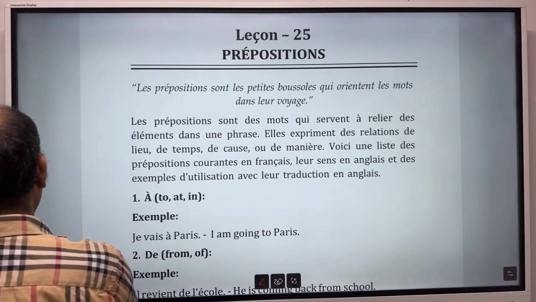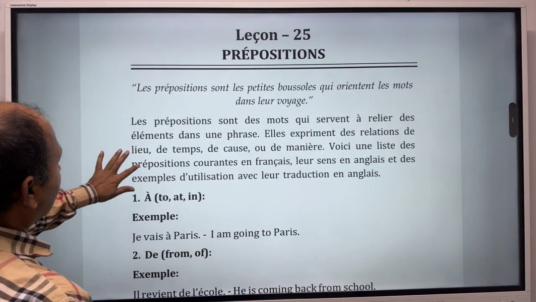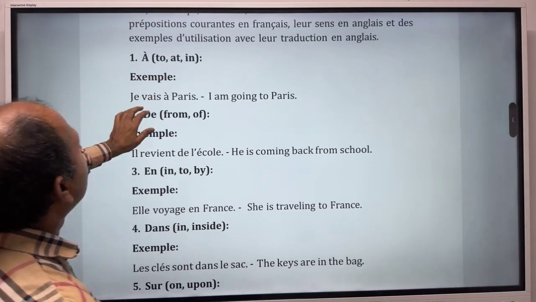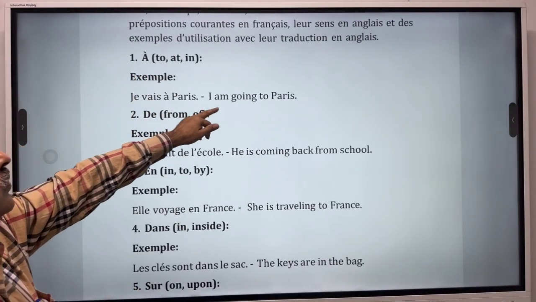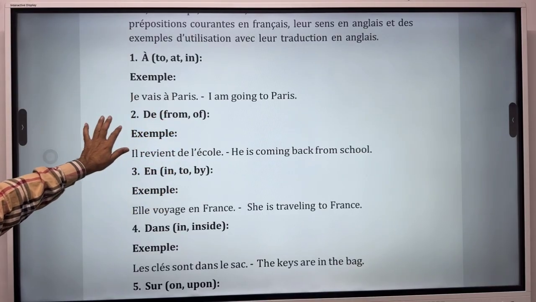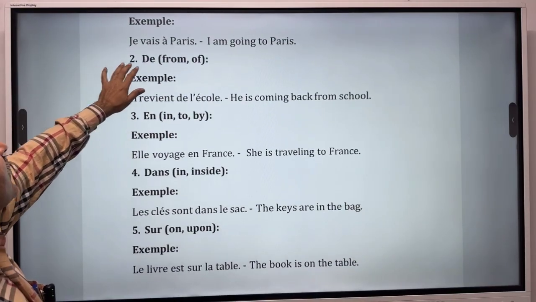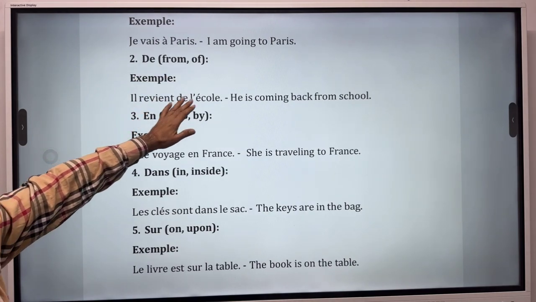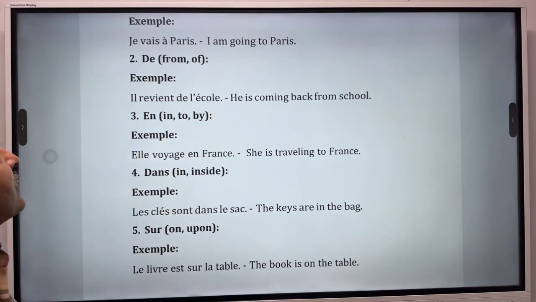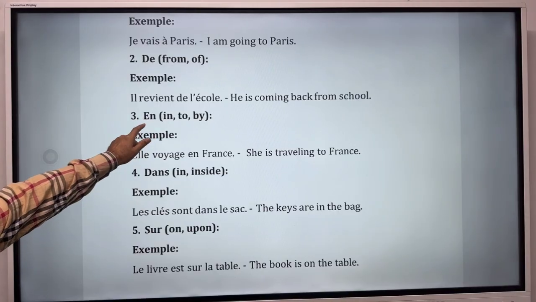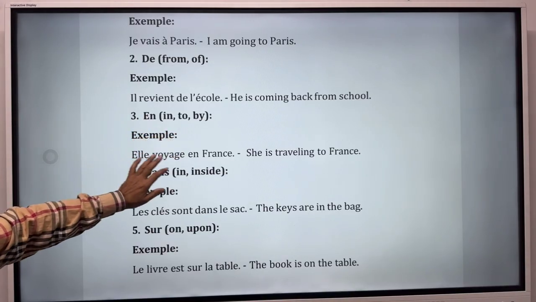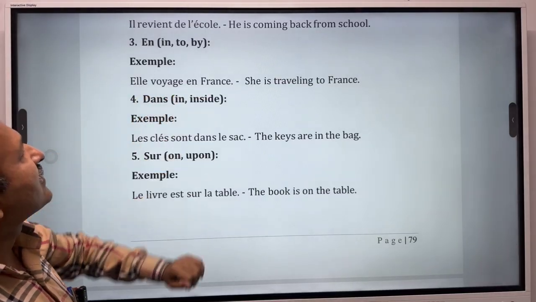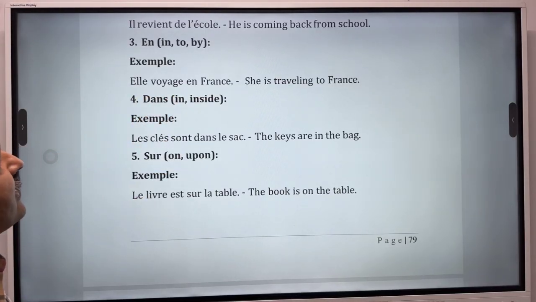So the very first preposition is à, which means to, in, at, like je vais à Paris, I go to Paris, or I'm going to Paris. Second one is de, which means of or from. Example, il revient de l'école, he is coming back from school. Then third one is en, which means in, to, by. Example, elle voyage en France, she is traveling to France.